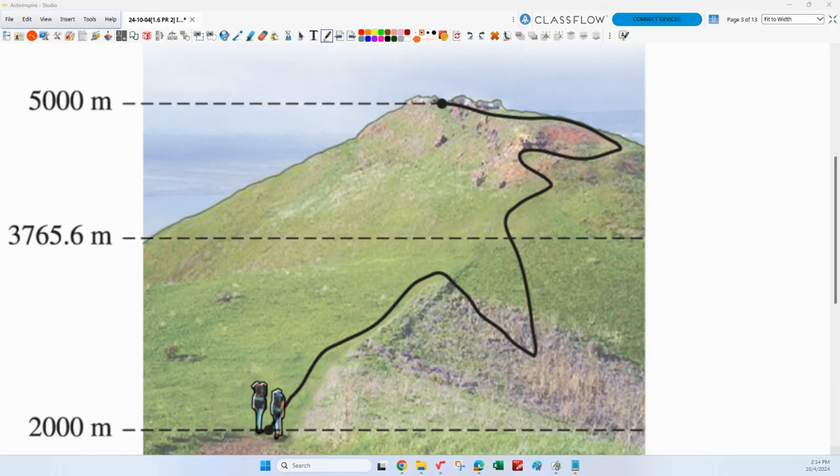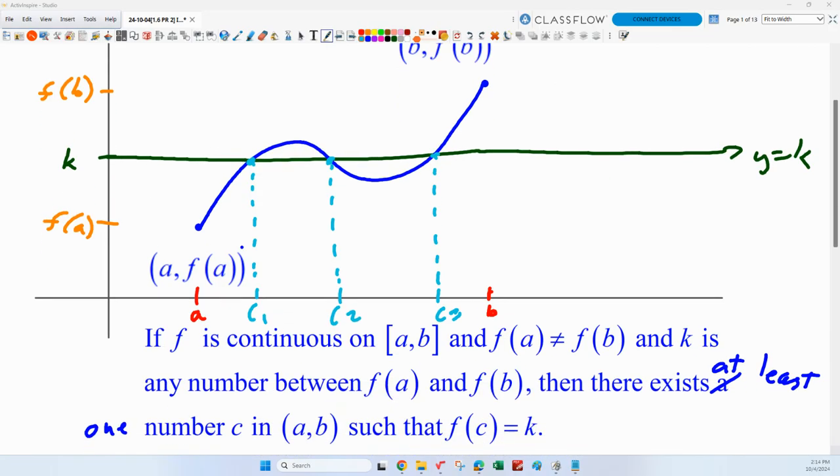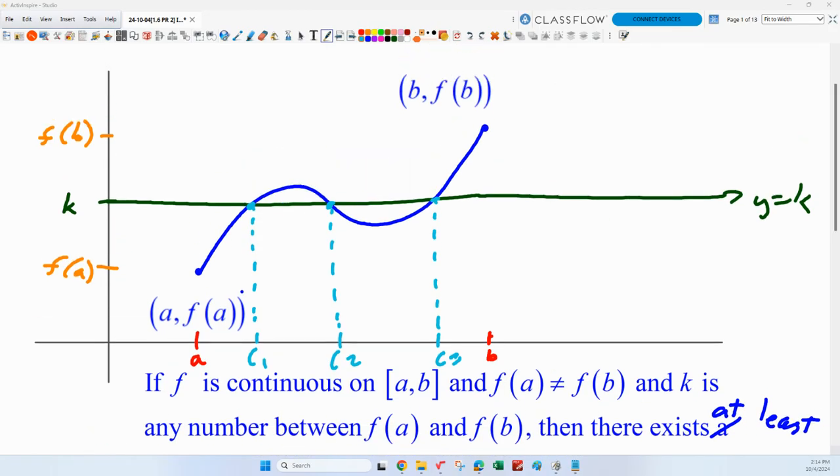Again, look back at this picture. So the outputs of the function were f of a and f of b, and we knew that if we had some continuous function on the closed interval from x equals a to x equals b, and there were some value k which is between the output of the function at a and the output of the function at b, then by IVT, we know there has to be at least one interior value of x where the function has that intermediate value k. So what do you think?